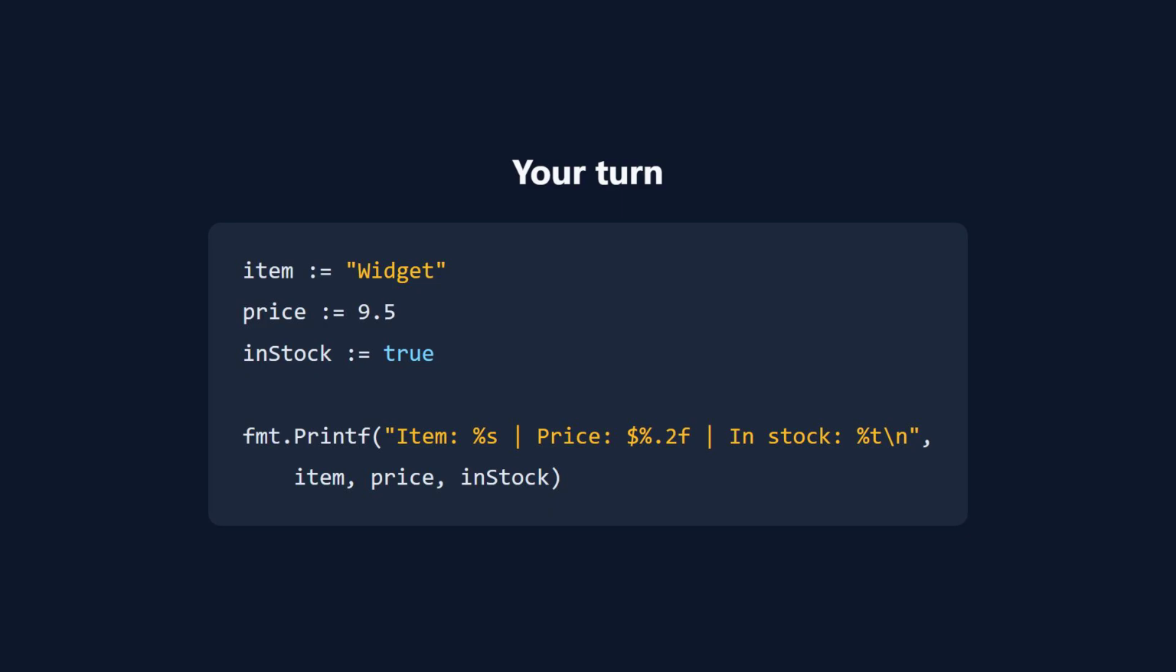Here's the answer. %s for the item name. Then a $ sign, which we simply type, followed by %.2f. That is what turns 9.5 into 9.50. And %t for the Boolean on the end. Everything else in that format string is just text we typed out. 1 Printf, 3 verbs, and exactly the line we were asked for.